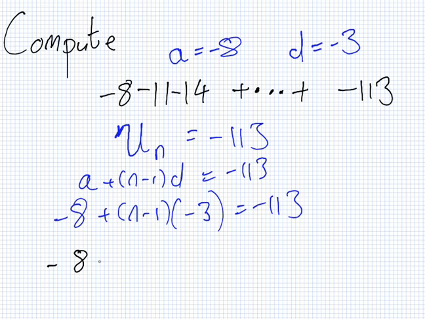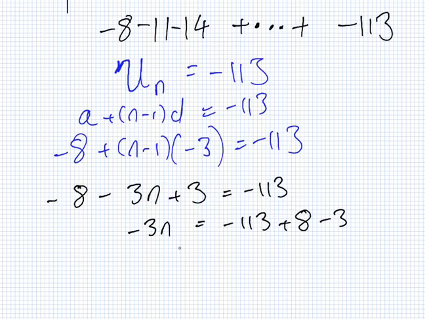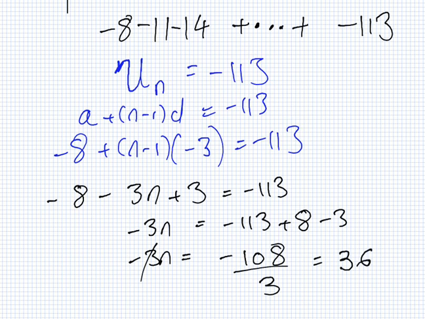I have minus 8 minus 3n plus 3 equals minus 113. Minus 3n equals minus 113 plus 8 minus 3. Minus 3n equals minus 108, is it? So I can divide by minus 3 and I get 36. Is that right?